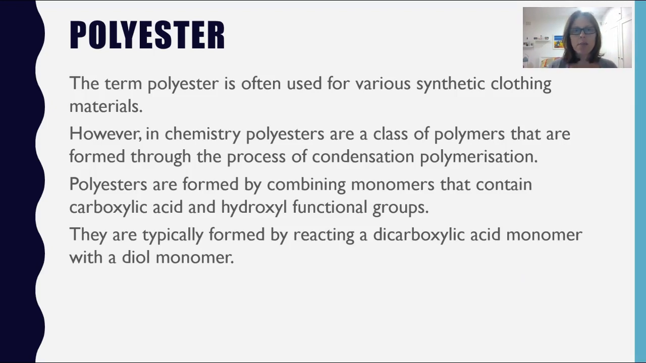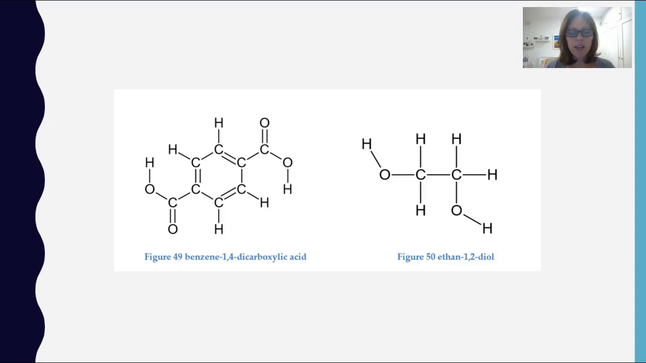So let's have a look at an example. So here we've got two monomers. One of them on the left, we've got the benzene 1,4-dicarboxylic acid. So again, here's our carboxylic acid group here and also over here. And here we've got our diol with one hydroxyl group on this side and a hydroxyl group on the other side. So when these two combine together, we also get a water molecule released, hence the name condensation polymers.